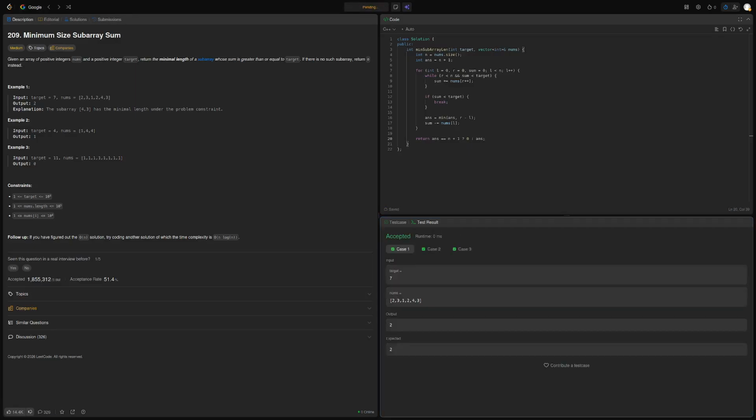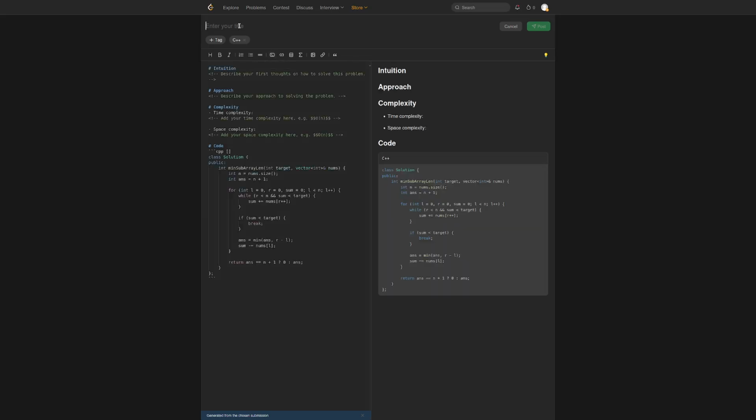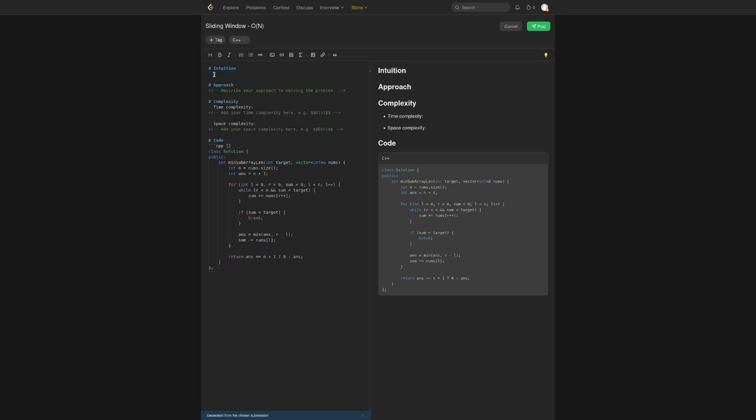Okay, I mean, this is the easiest problem of all time. You can see there are 1 million submissions, so probably at least hundreds of thousands of people did this. So, sliding window, intuition.